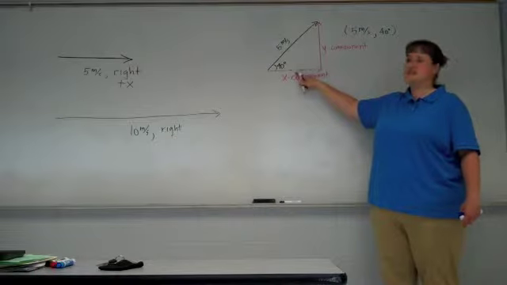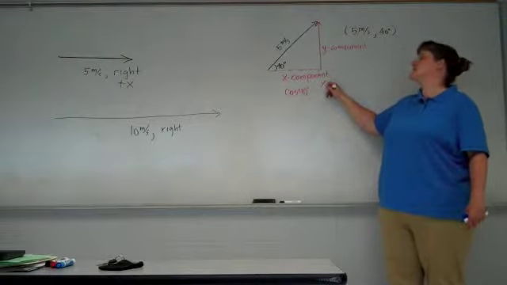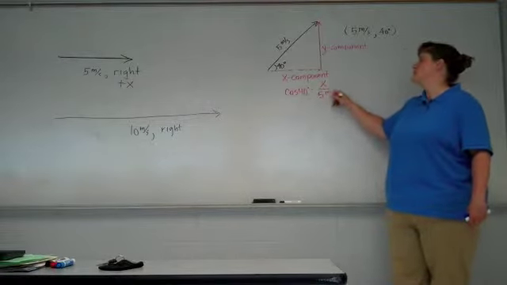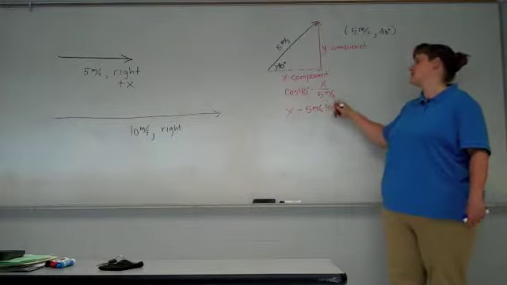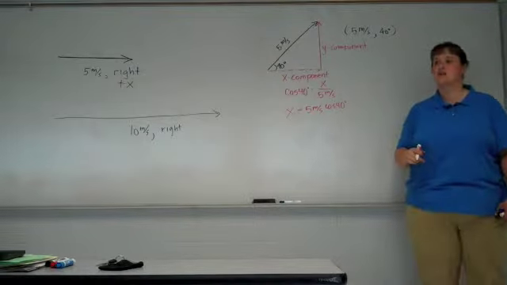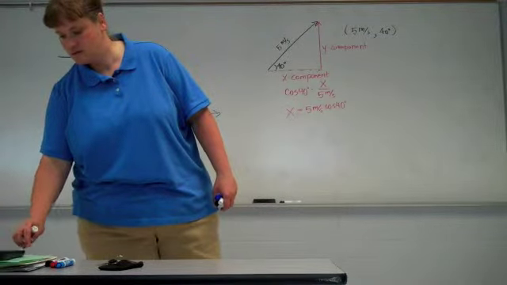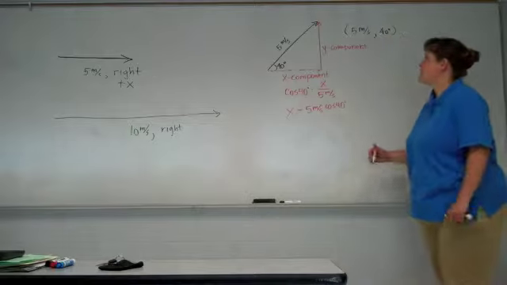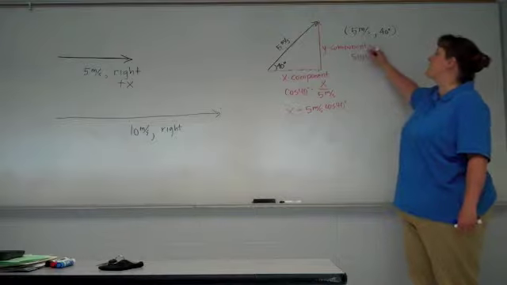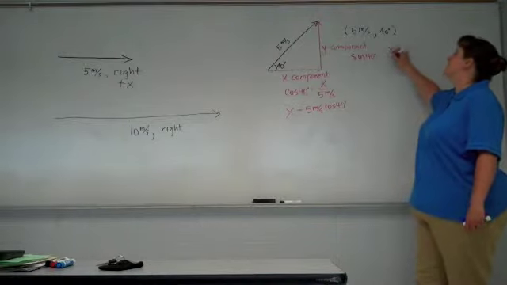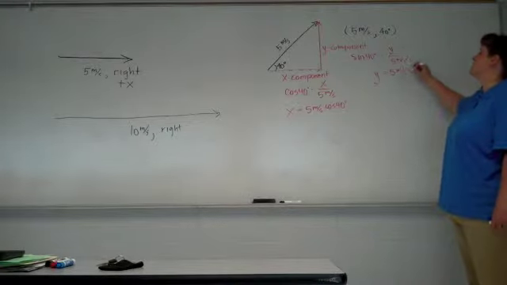The x component is the adjacent side, so the cosine of 40 degrees is going to equal this x component over the hypotenuse. So our x component is going to be 5 meters per second times the cosine of 40 degrees. That's our x component. Let's see if my calculator works. The y component, it's opposite our 40 degrees, so we have the sine of 40 degrees is equal to y over 5 meters per second. So the y component is 5 meters per second times the sine of 40.